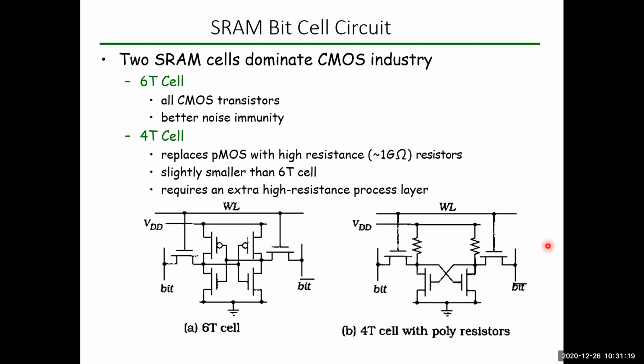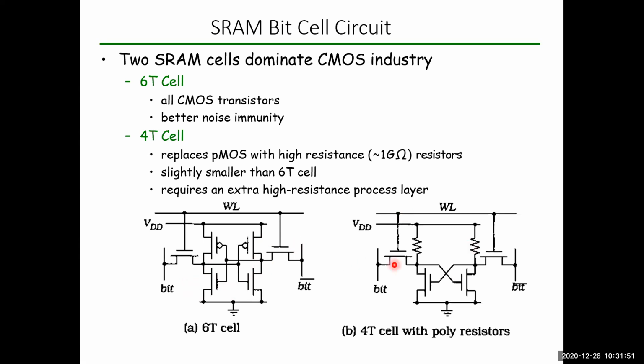Among these two, the 6T and 4T cells, the 6T is much more used than the 4T, because the major advantage of the 6T cell is that it has better noise immunity. It means that whenever you try to draw the waveforms, you will not find much noise or glitches in the waveform. It has very good noise immunity, and it is also a much lower power circuit.